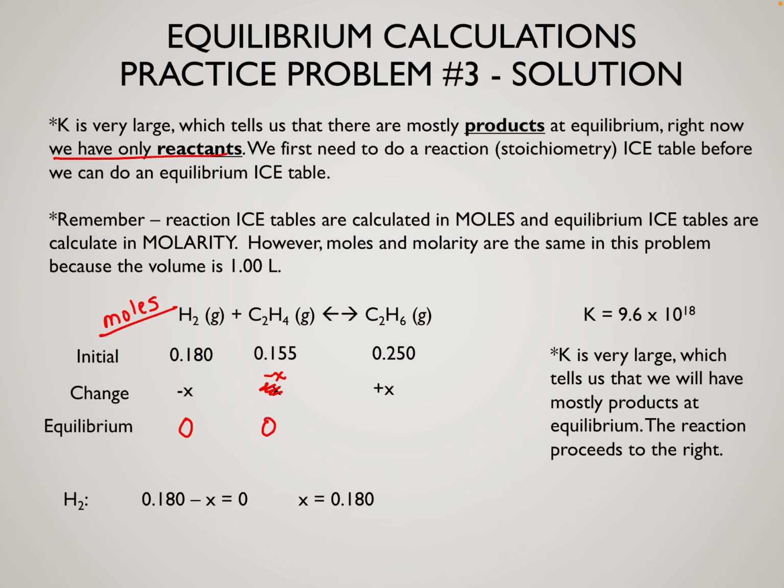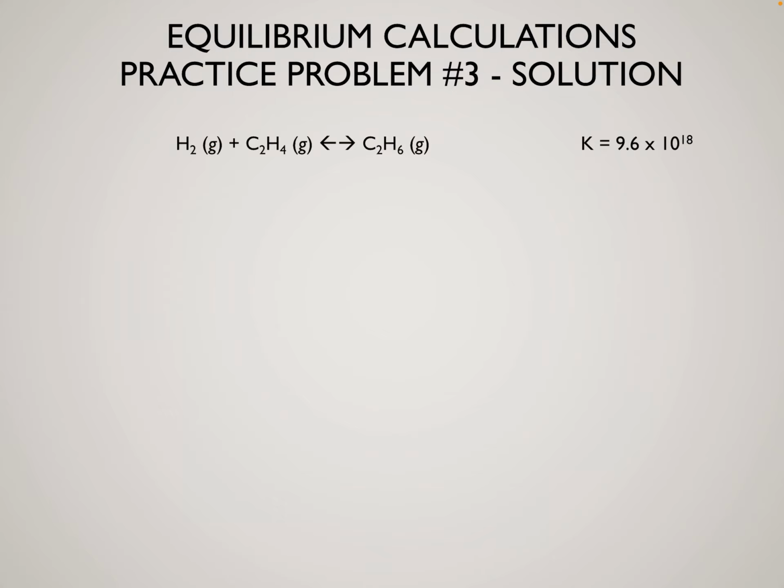We're going to assume this is 0, and we're going to assume this is 0. So we're going to write two different equations. 0.180 minus x equals 0, which tells us that x is equal to 0.180, or 0.155 minus x equals 0, so x equals 0.155. So this one is assuming hydrogen is limiting, and this one is assuming ethene is limiting. So we look at which one is smaller. Ethene gives us the smaller value of x, so that is the one that we are going to use as x. We can't use this one because it's in excess.